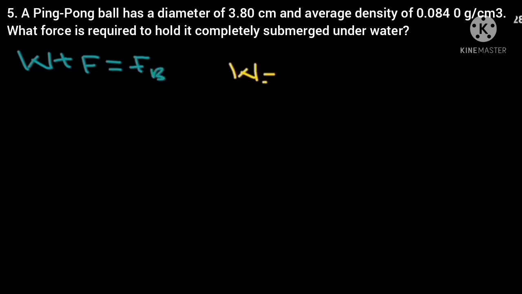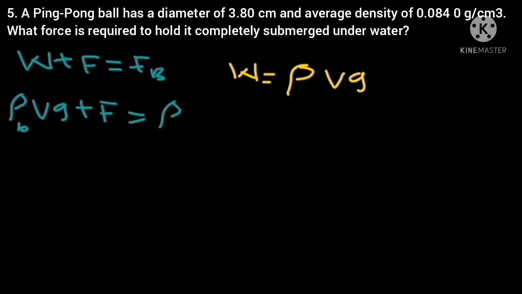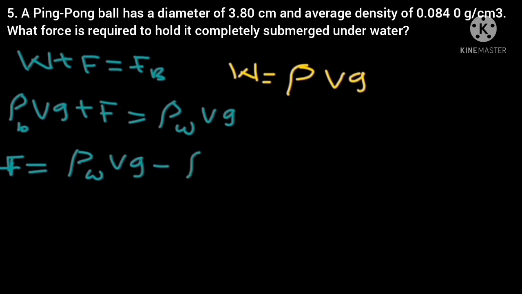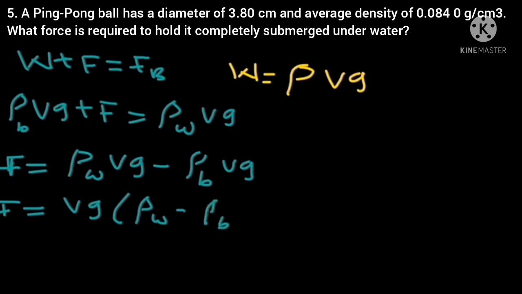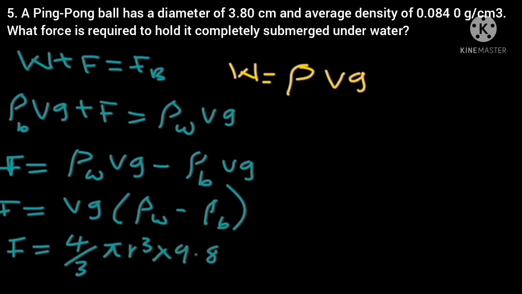And we know that weight is equal to density times volume times gravitational force. So we're going to replace weight by that. So it's going to be rho Vg plus F is equal to density of water times volume times gravitational force. So our force is equal to density of water times Vg minus density of the ball times Vg. So we know that Vg is the same, going to come out, and then density of water minus density of the ball in the brackets. So that's the formula. So now let's find the force. So we know that the volume is going to be 4 over 3 pi r cubed. So that's the sphere, times 9.8.